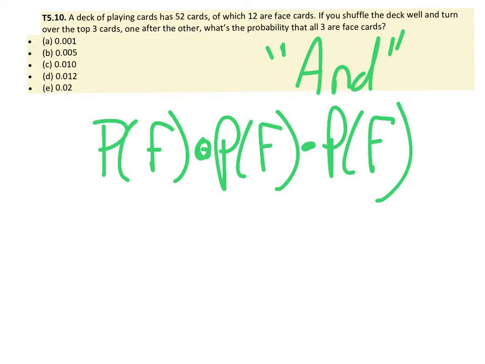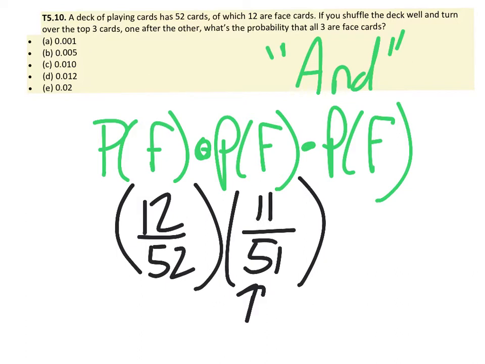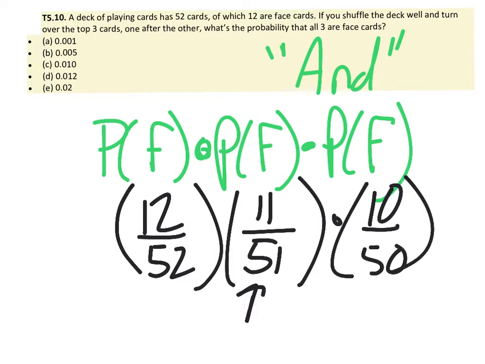But as long as we adjust for this probability, we can do this. So the first one, there are 12 face cards out of 52. We take one card out. There's only 51 cards in here, so we can use the multiplication theory as long as, again, we adjust this. There's only 11 face cards left, assuming that we did get one, and if we do that for 10 out of 50. When you do this and you simplify, you are going to get the answer is letter C.